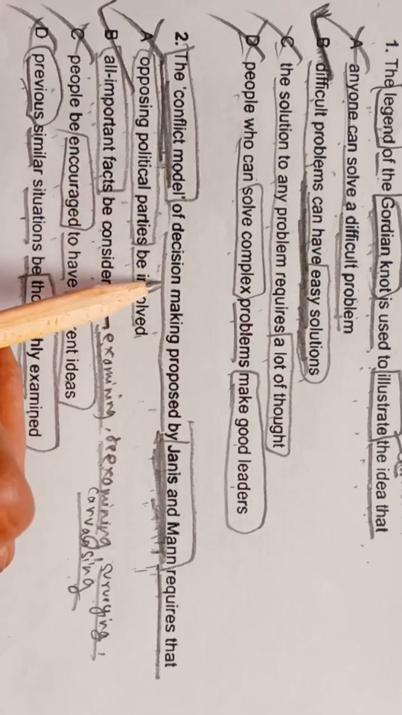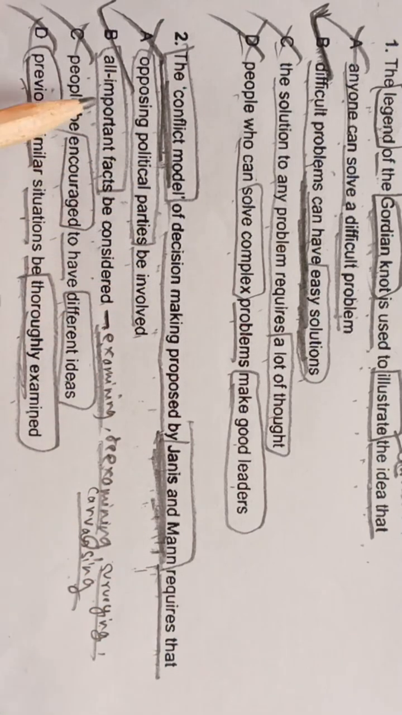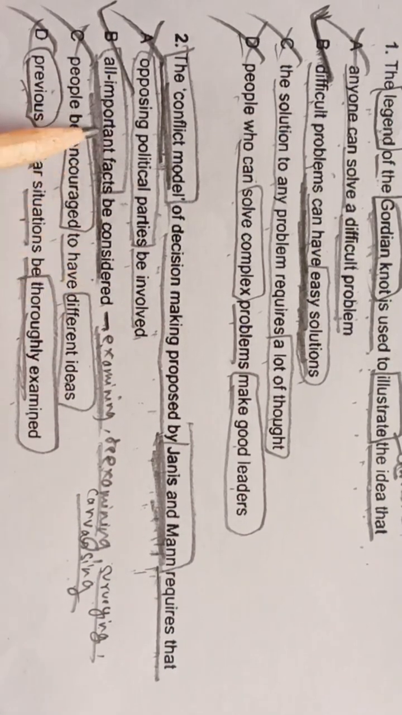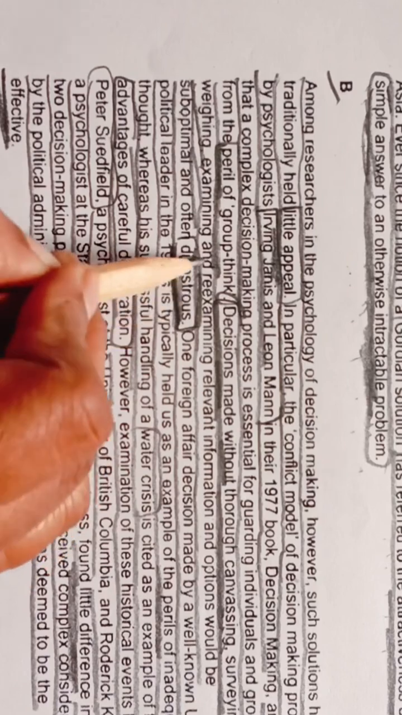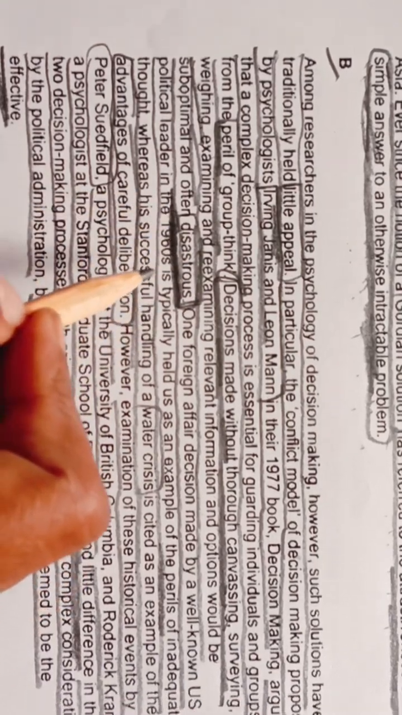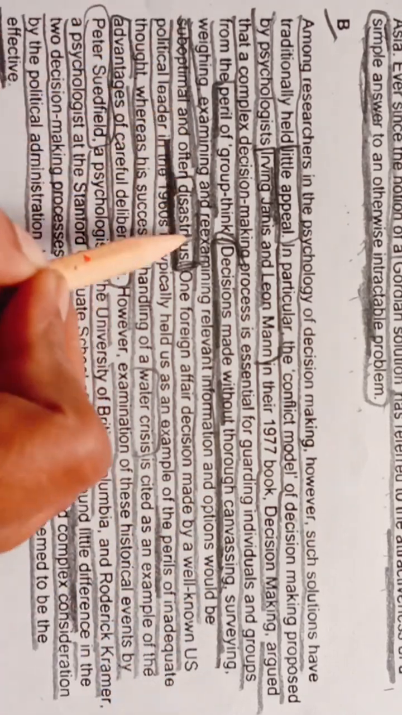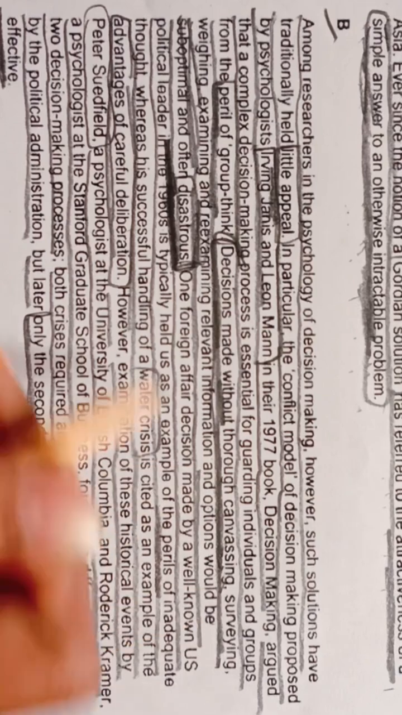The conflict model of decision making proposed by Janis and Mann required that all important facts be considered. All important facts means they are talking about examining, re-examining, surveying and canvassing. So we are getting our answer from here to here. Canvassing, surveying, weighing, examining and re-examining relevant information and options, otherwise it will be disastrous. I hope you understood this.